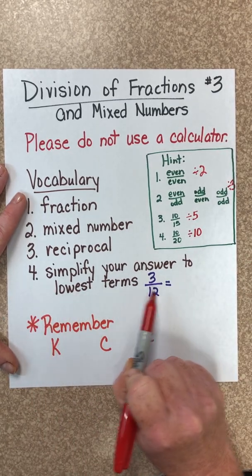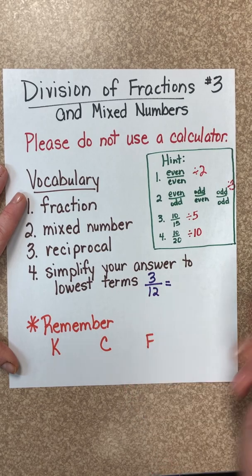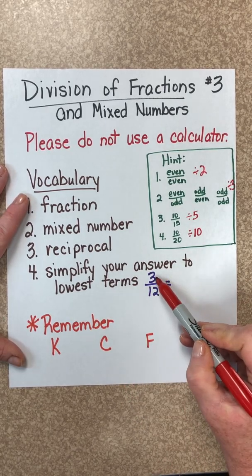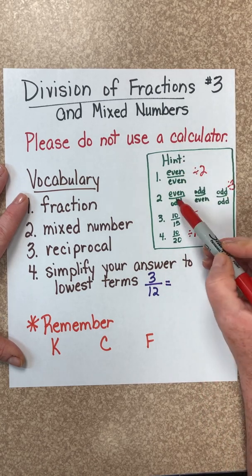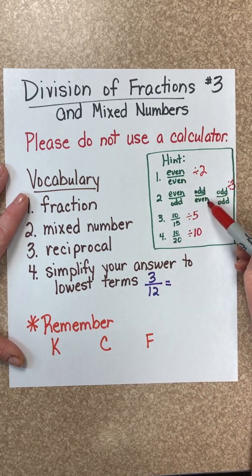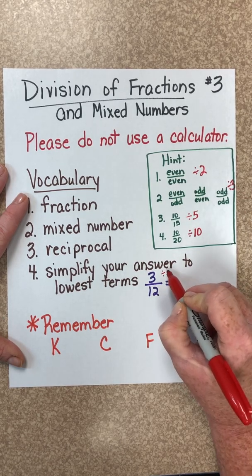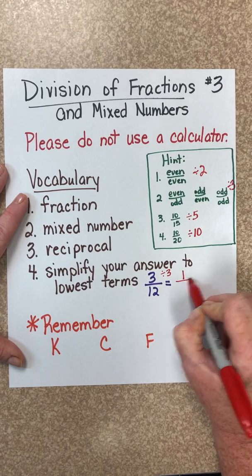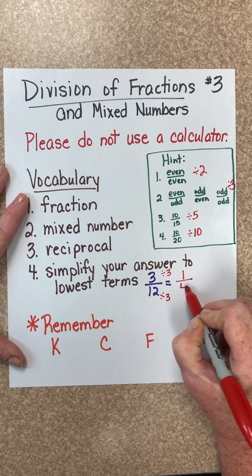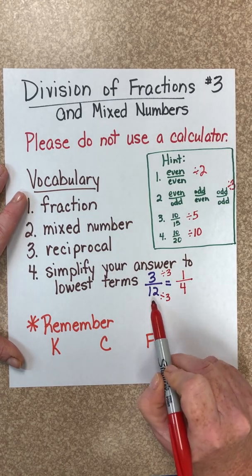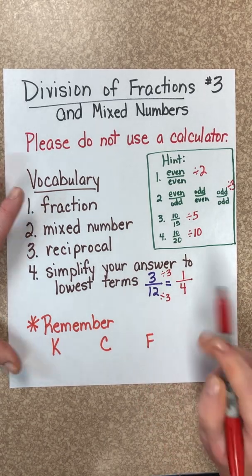So now let's look at how we're going to simplify 3/12. 3 is an odd number, 12 is even. So let's go up to our hints. Odd, even. 3 is odd, 12 is even. So we're going to divide both top and bottom by 3. 3 divided by 3 is 1, and 12 divided by 3 is 4. 3/12 simplified is 1/4.